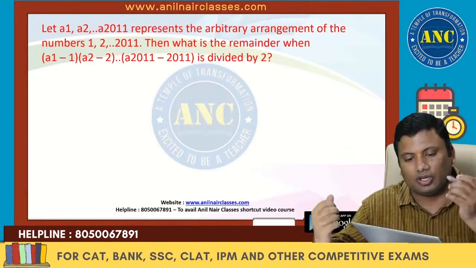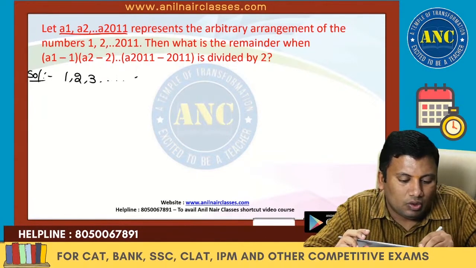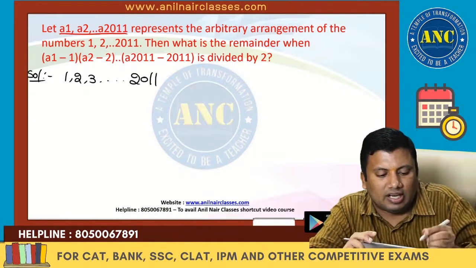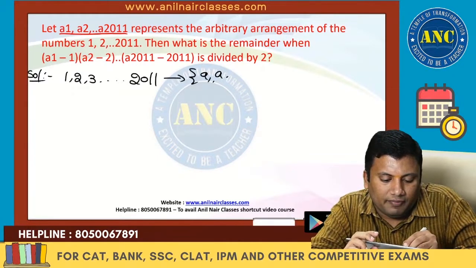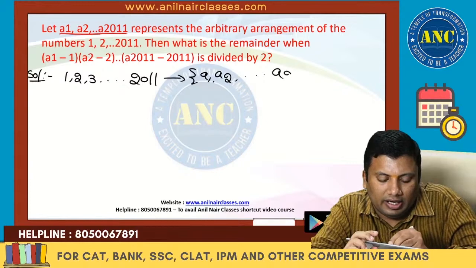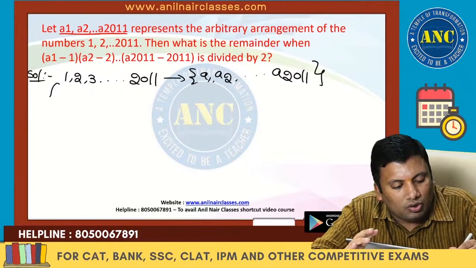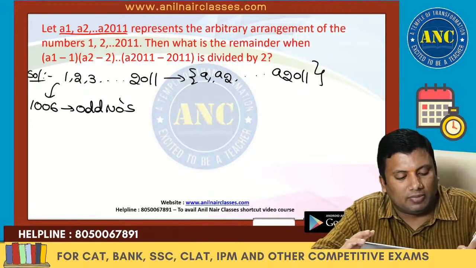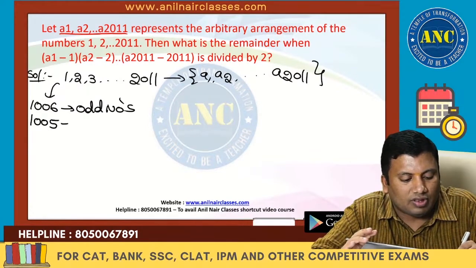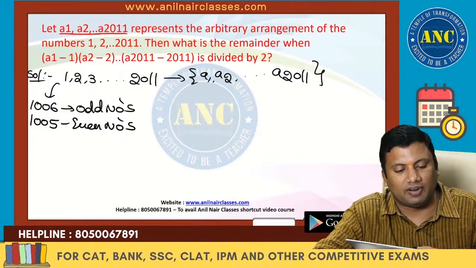Very, very good question. There are some numbers 1, 2, 3 till 2011. These numbers are given to some variables in an arbitrary way, A1, A2 till A2011. In these numbers 1, 2, 3 till 2011, there are 1006 odd numbers and there are 1005 even numbers. This is one observation.